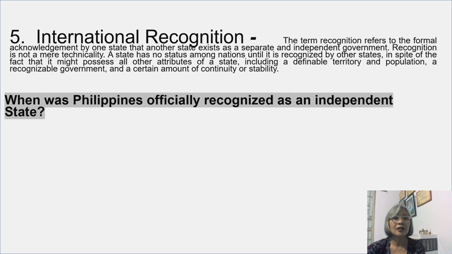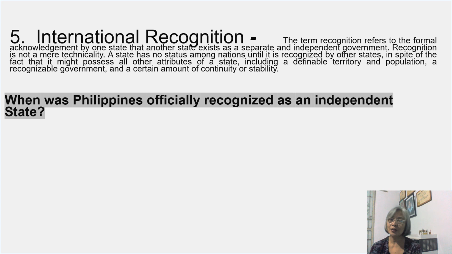Recognition, saan ba tayo? A state has no status among nations until it is recognized by other states, in spite of the fact that it might possess all other attributes of a state, including a definable territory and population, a recognizable government, and a certain amount of continuity or stability. So, importante yung international recognition.